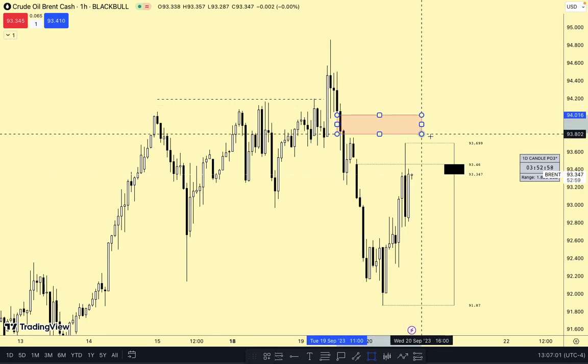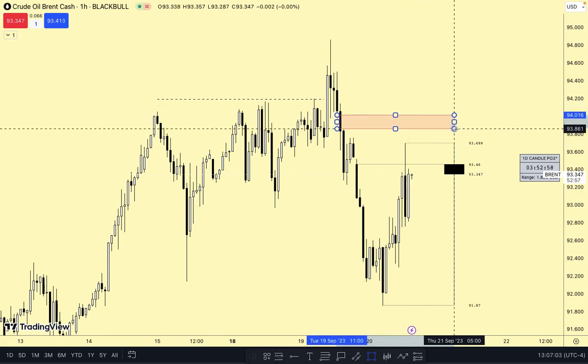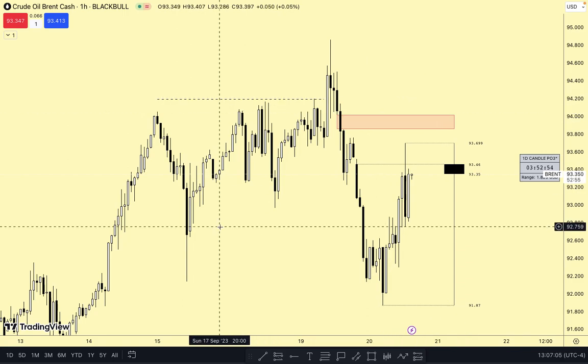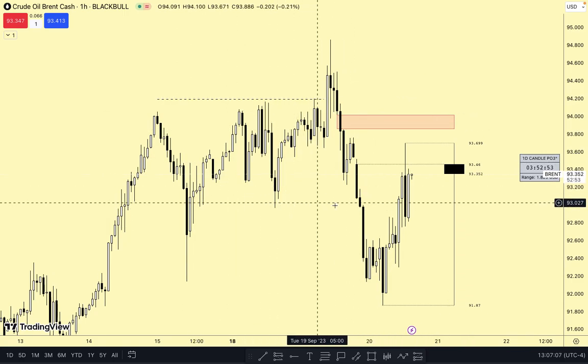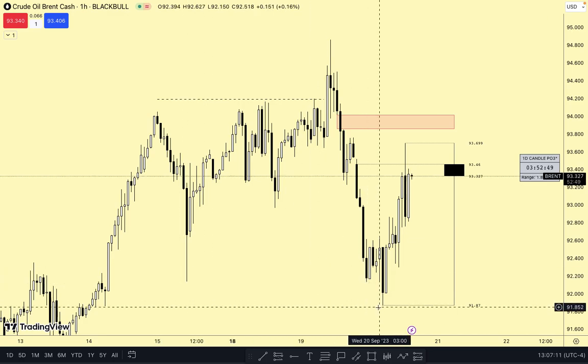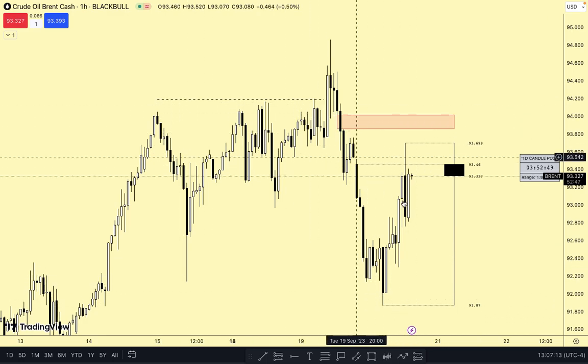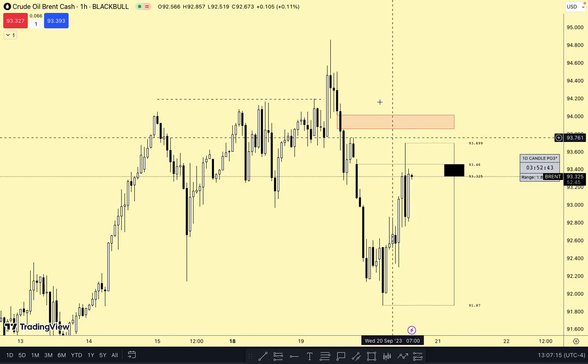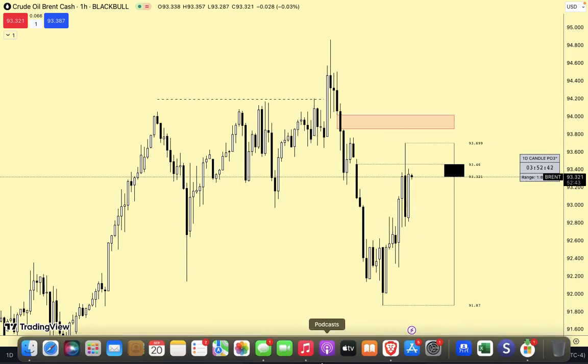So we opened up a fair value gap over there, right? We did that. We broke that low, and then we broke that low as well, and then we came up again. And then now I'm looking for shorts.